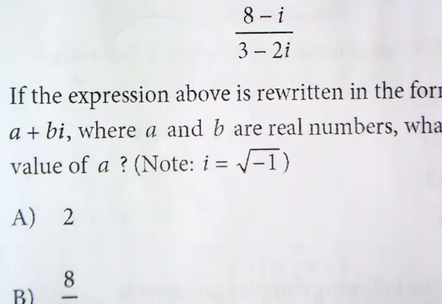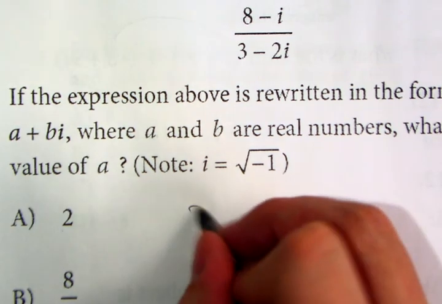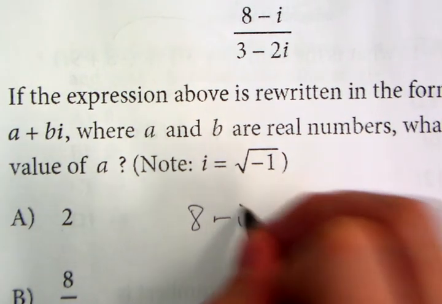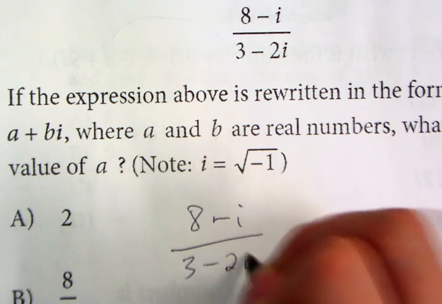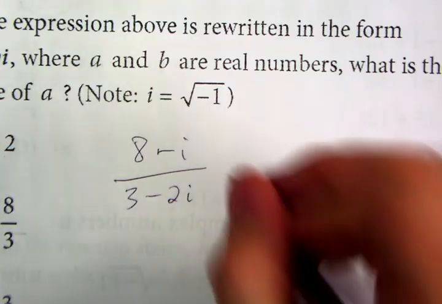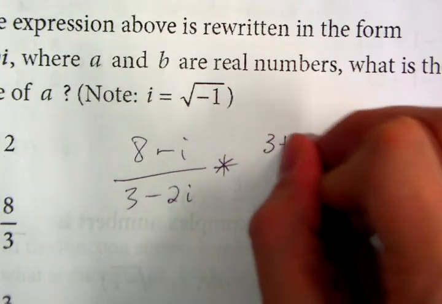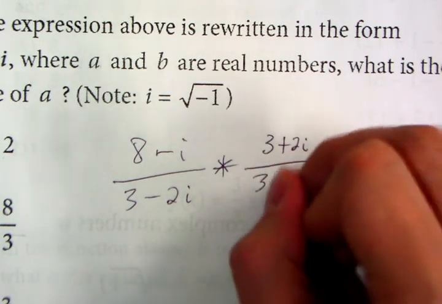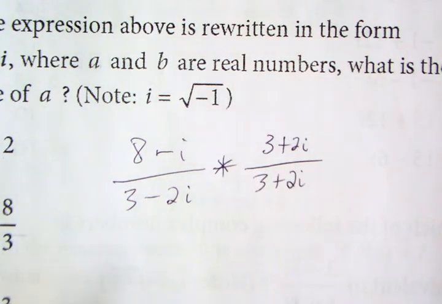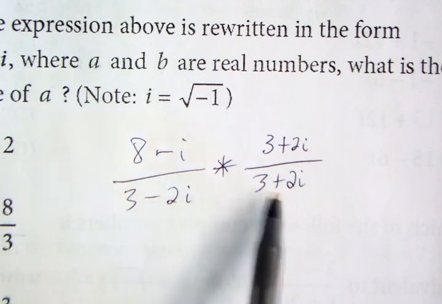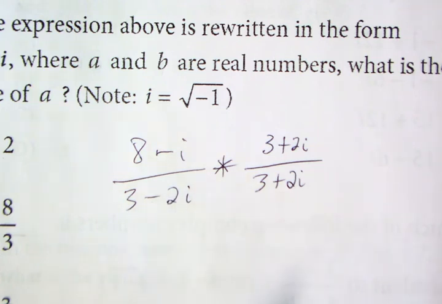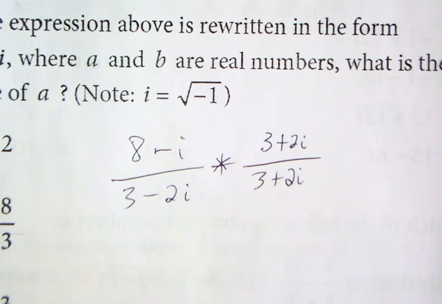The problem on the back is solved in a very similar way. We begin with 8 minus i divided by 3 minus 2i, and we multiply by the conjugate, 3 plus 2i divided by 3 plus 2i. Later on, when we do the area model, these i's on the bottom will cancel out, and this will give us just a number which will allow us to write it in complex form.